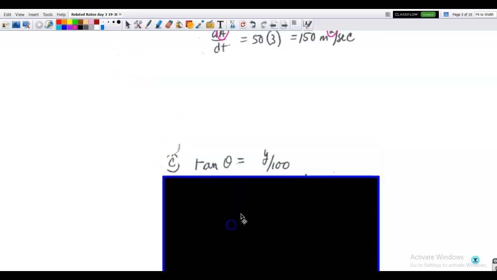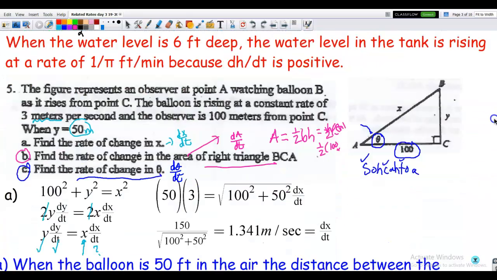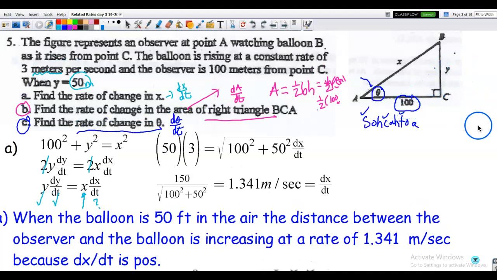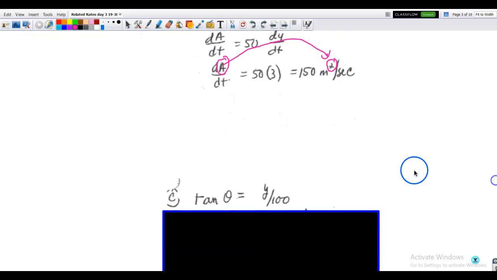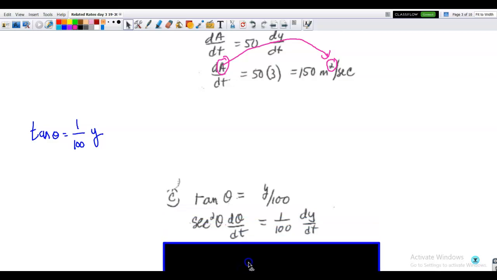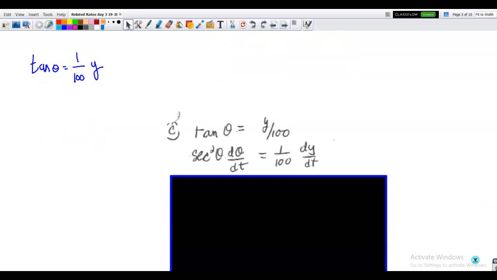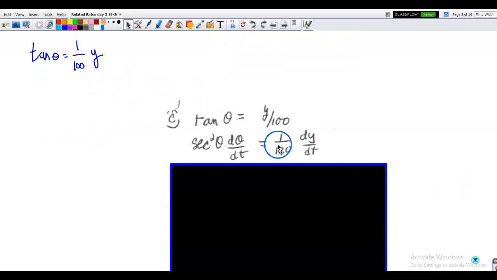I decided to use tangent. Tangent theta, coming back up to the triangle, is opposite y over adjacent 100. Now remember, some of you get really confused with the way this looks. This is tangent theta equal to 1 over 100 times y. The derivative of tangent theta is secant squared, don't forget d theta/dt. The derivative of 1 over 100 times y is 1 over 100 dy/dt. Remember, we already know that dy/dt is 3.